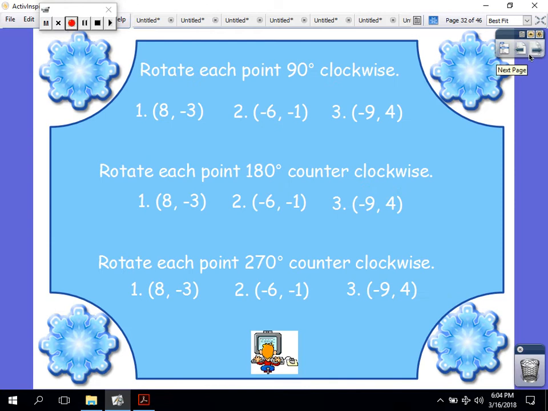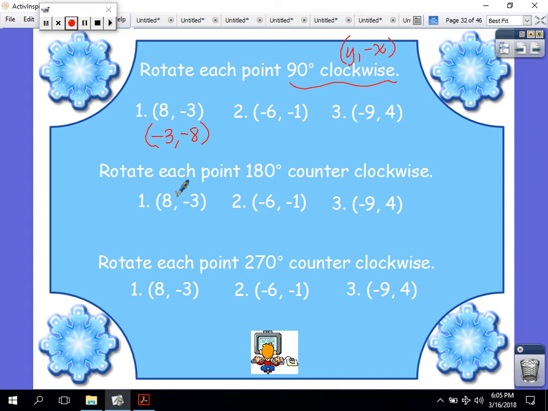All right, the first one says rotate each point 90 degrees clockwise. So first let's write our rule for rotating 90 degrees clockwise. And if you look at your table at the top of your page or middle of your page, it says that our rule is y, comma, opposite x. So this tells us for 90 degrees clockwise that the y value is going to come to the front. So -3 and number 1 will come to the front. And then 8 is going to go to the second position and become its opposite. So 8 becomes -8 and it goes there. So the answer would be -3, -8.